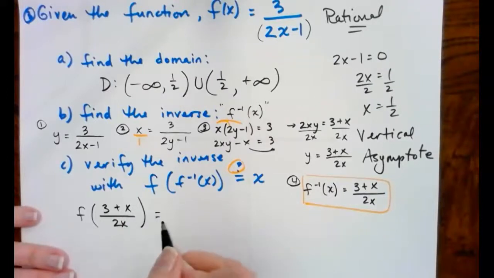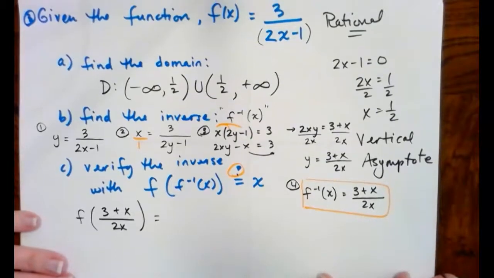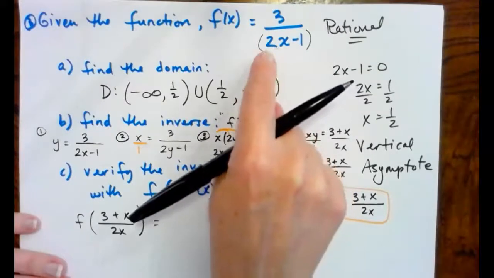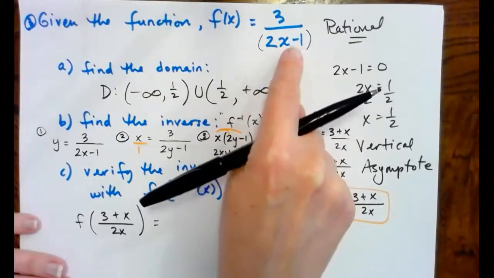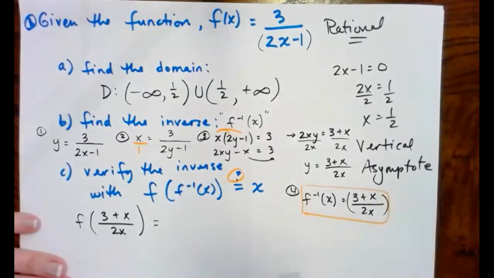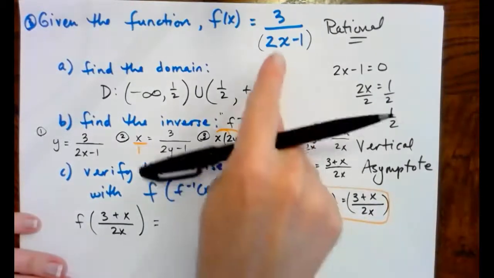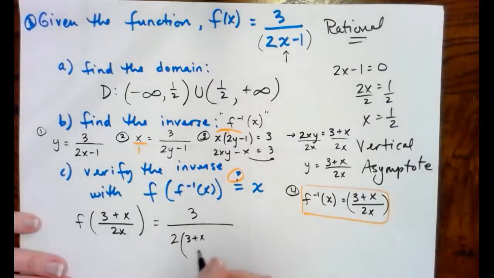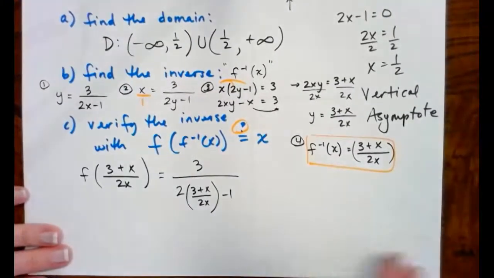We're composing the functions. So what does the f function tell us to do? Well, here's the f function one more time. It's 3 over 2 times the input minus 1. So our input in this case is the inverse function. So it's going in right there. 3 over 2 times (3 plus x) over 2x, minus 1. This is the fraction that we need to simplify.